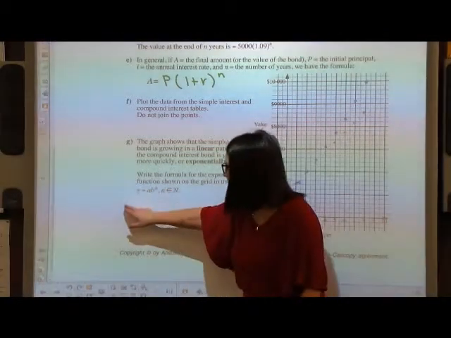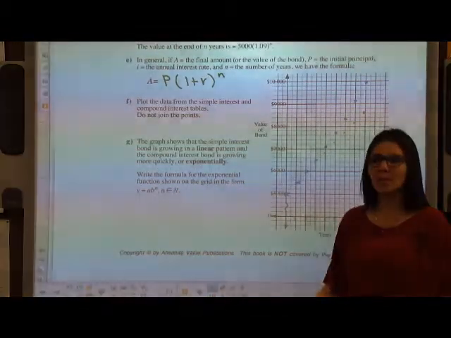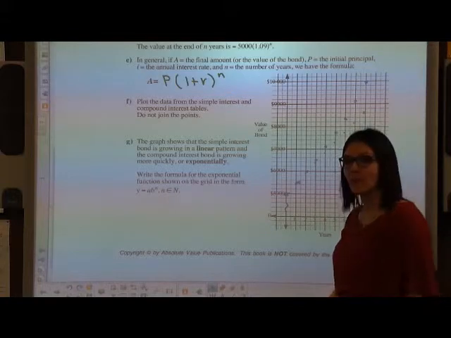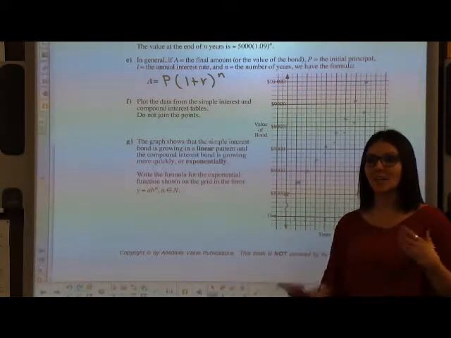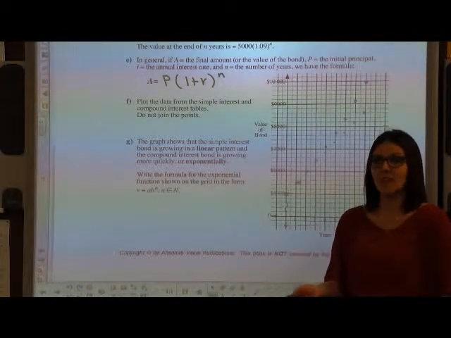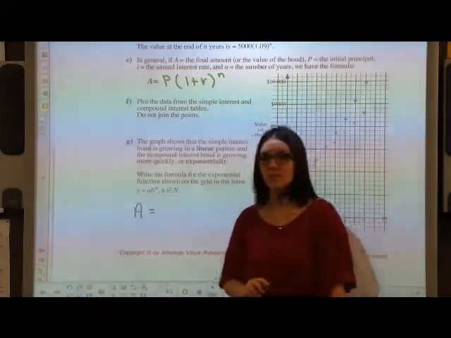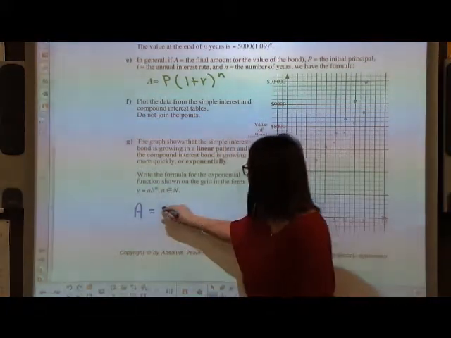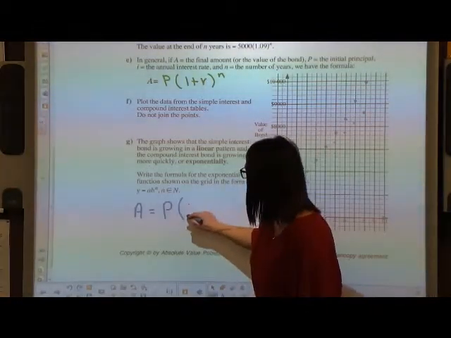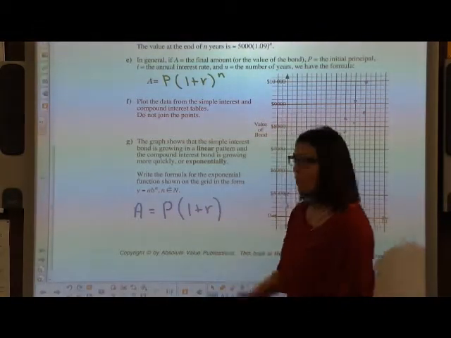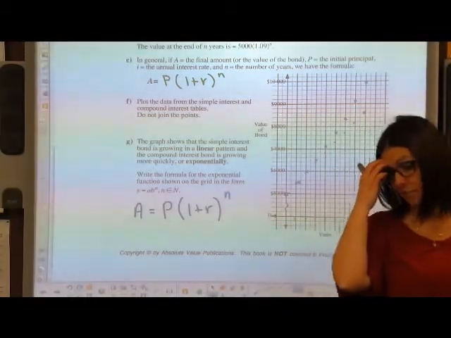Our exponential equations from the last chapter were y equals a times b to the power of n. But because we're dealing with something that's interest related, our y, our a, and our b can actually have specific values. Our y is the amount of the investment. Our a is the principal amount. And our b is 1 plus the interest rate, that growth factor, to the power of n.